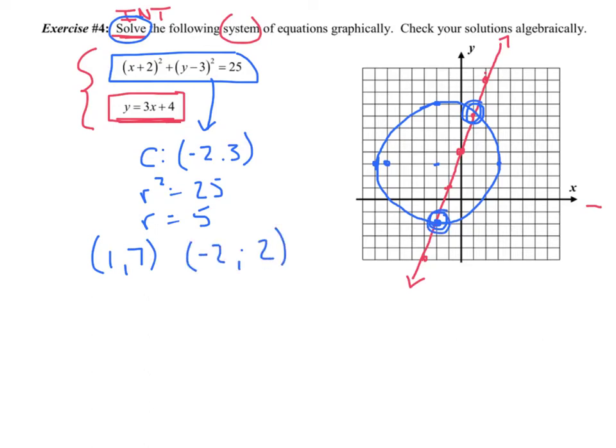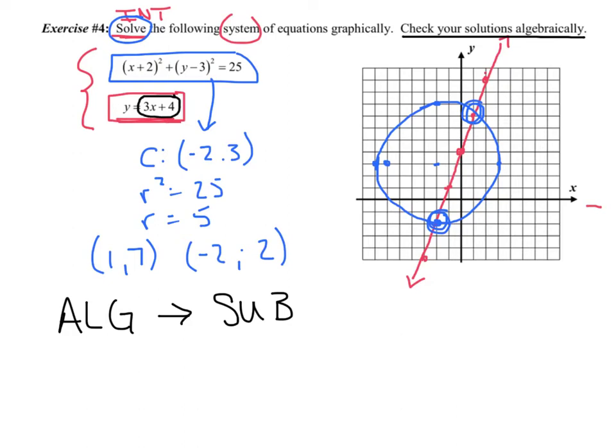Now here's my favorite part of this problem, and I know I'm a nerd, but they wanted us to check our solutions algebraically. Algebraically means we're going to use a method called substitution. I absolutely love this method. I'm going to take my linear equation here. I'm going to take the quantity 3x plus 4 and I'm going to substitute it into y.